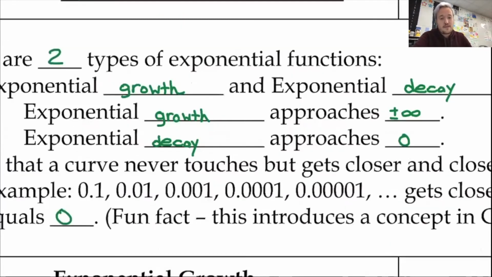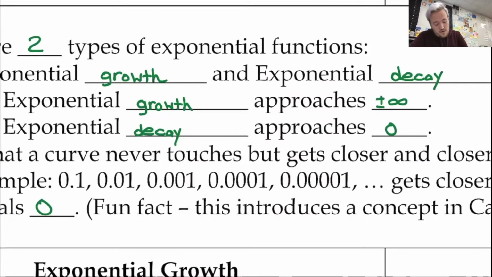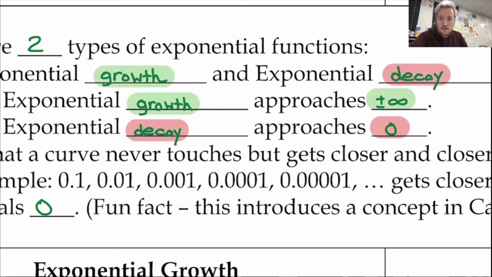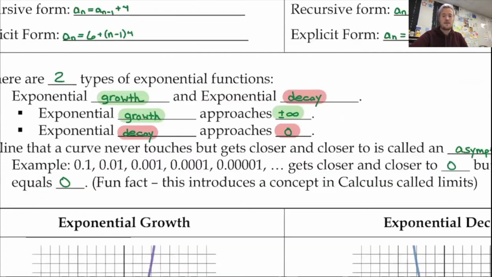So an exponential growth is going to be getting bigger, so it's going to approach positive or negative infinity. Whereas a decay, it's getting smaller, is going to get closer and closer to 0 since it's slowly withering away to nothing.